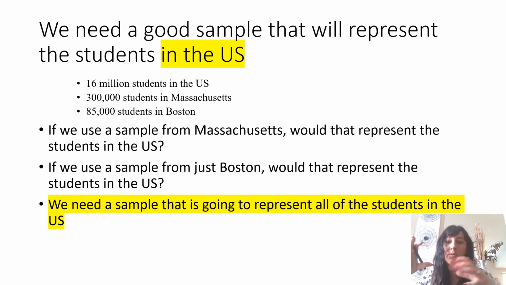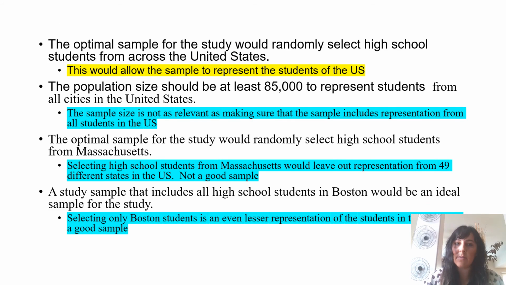It's going to be a good sample probably for Massachusetts, or maybe the urban areas in Massachusetts, but it's a terrible representation for the United States. We have so many states that are not being accounted for and not represented in that sample, so that would be a terrible sample. We need a sample that's going to represent all of the students in the United States.